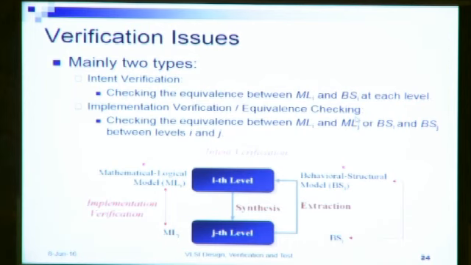What does this verification do? It is checking the equivalence between MLI and MLJ or BSI and BSJ at two distinct levels. So is the implementation correct with respect to the two mathematical specifications at the distinct levels? Is the synthesis correct with respect to the behavioral structural specification at two distinct levels? This is verified by checking the equivalence between these two levels, and is called equivalence checking.